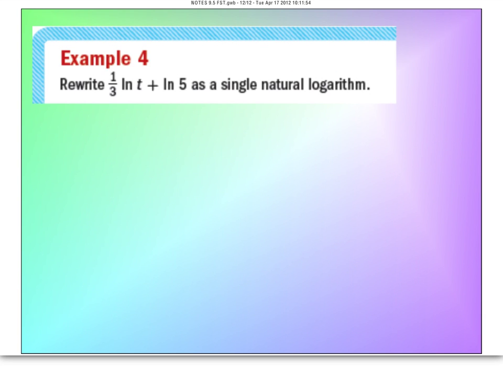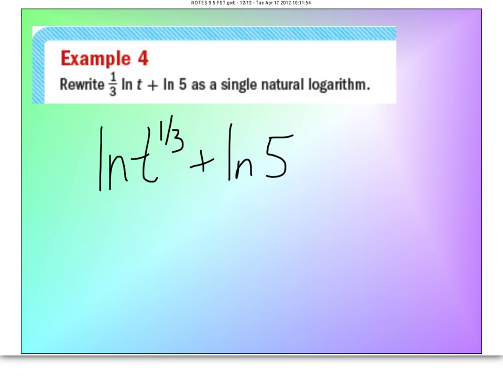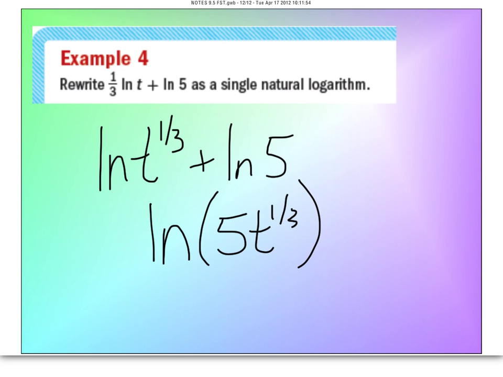And what if you have to condense when it's natural logs? It's nothing different. Again, we do have a coefficient, so let's bring that forward. And this is going to become the natural log of t to the 1/3 plus the natural log of 5. Additions multiply, so natural log. I'm going to put the 5 first as a coefficient and then t to the 1/3. And this is a single logarithm. We can't get a numerical answer because we do have a variable in there, so that is our final answer.